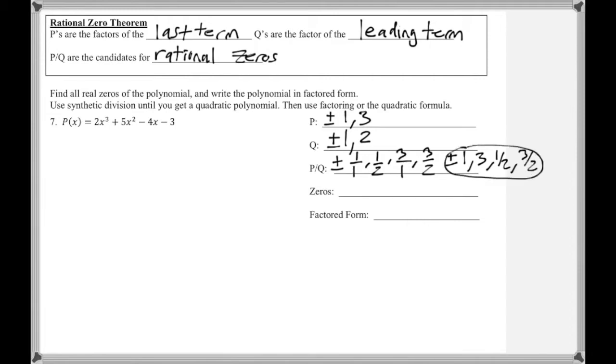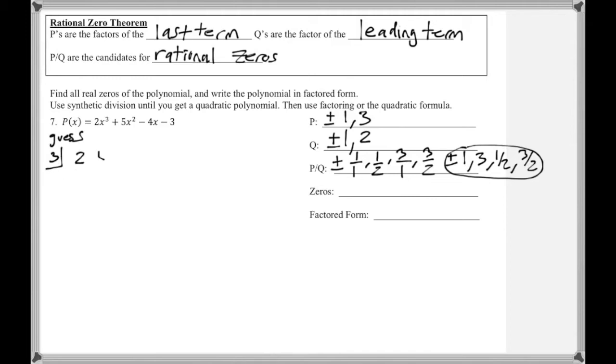So these are my candidates for my rational solutions. So just because it's on this list does not mean it's a solution. But if it's a solution, then it's going to have to be on this list. So I'm going to make some guesses, and then I'll talk about how to make a good guess. So a guess would be, let's pick 3.